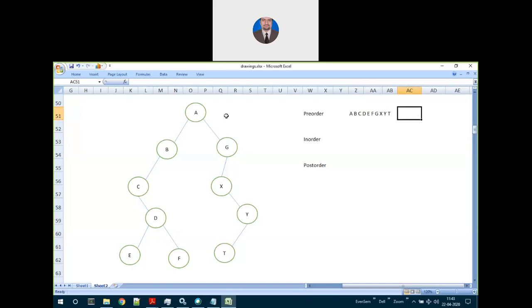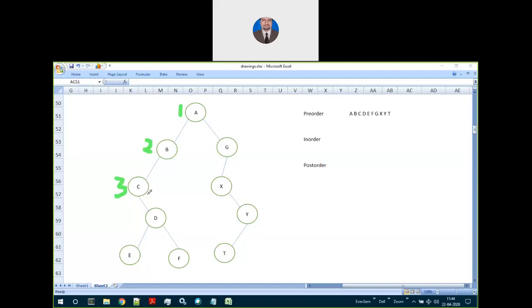Since pre means first, I have to visit what? The node, the parent node itself. So the parent node here is A. So first A will be visited, then its left. In its left, what do we have? B. We can say that B is again a parent here. So I should be visiting B. Then after I visit B, I have to go for its left. Which left is that? C. Now I can say C is also a parent. So this should be visited next.